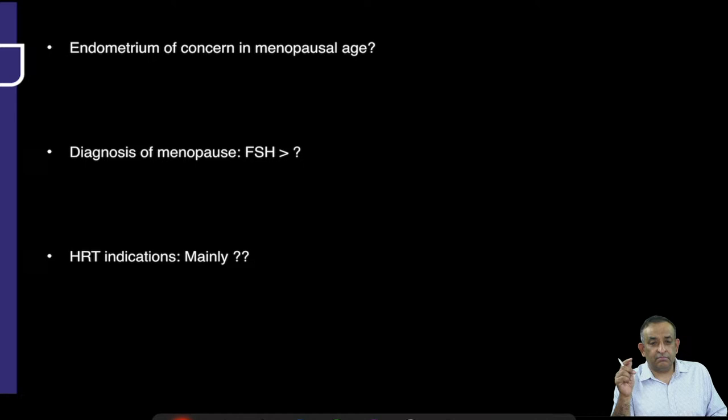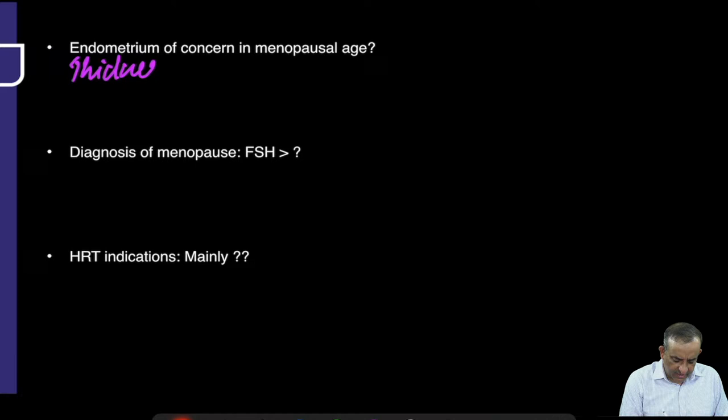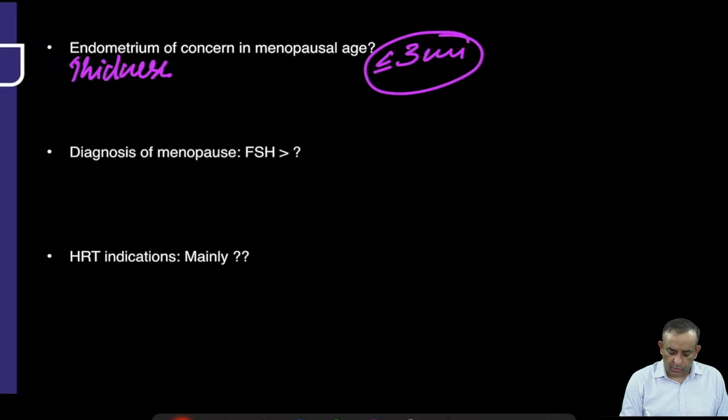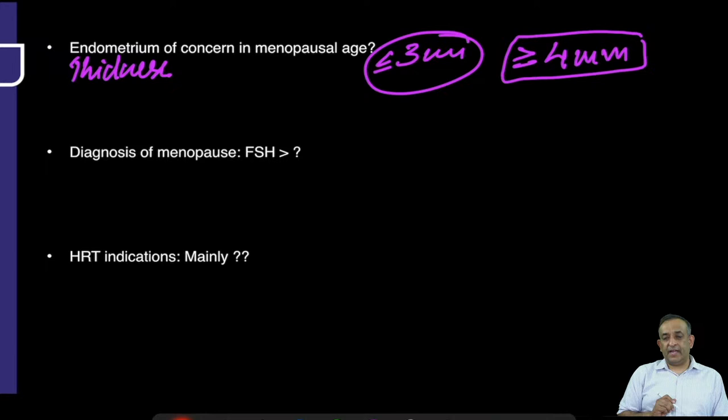Thickness of endometrium is a concern. Okay, I forgot to write this part. Thickness of endometrium of concern in menopausal age is generally 3 millimeters and lesser in menopause. So more than or equal to 4 millimeters is bad news. Endometrium should be less than 4.